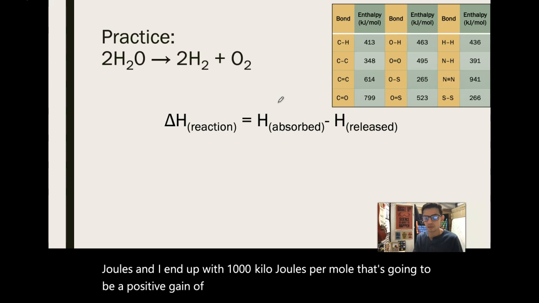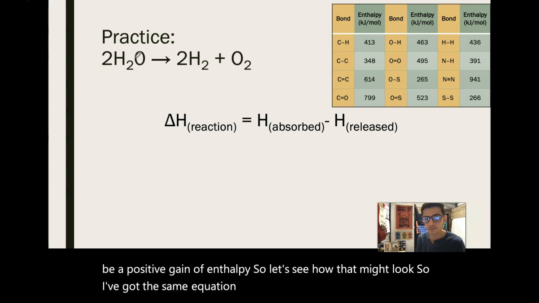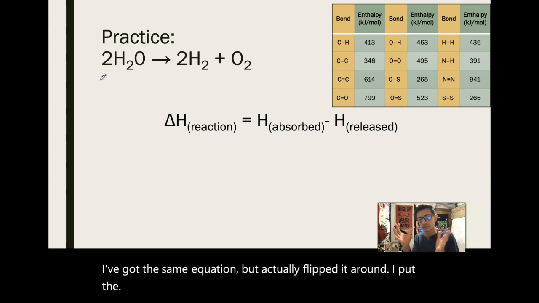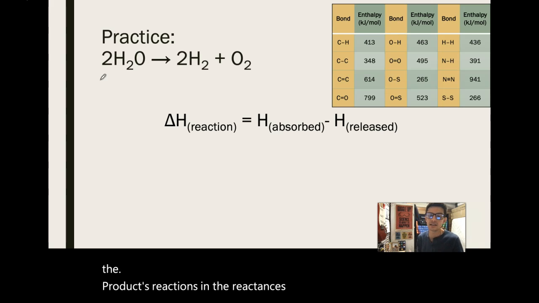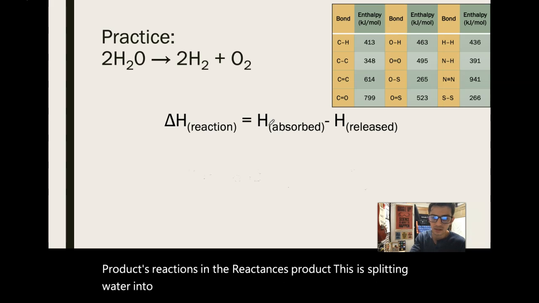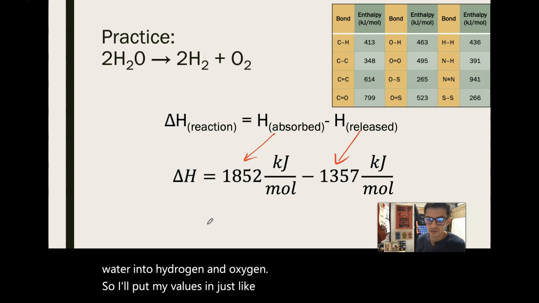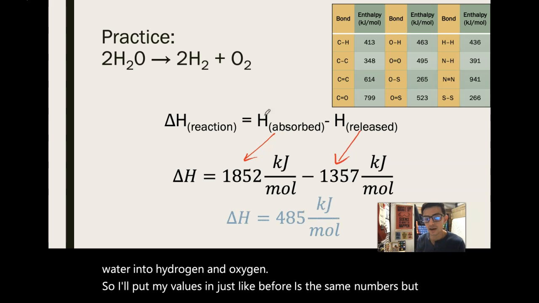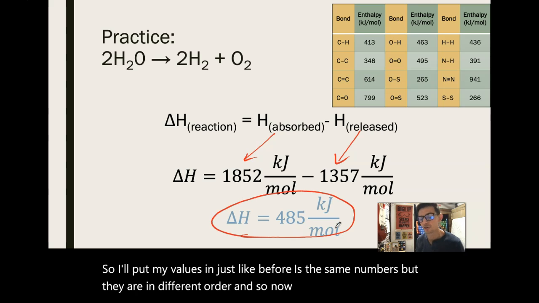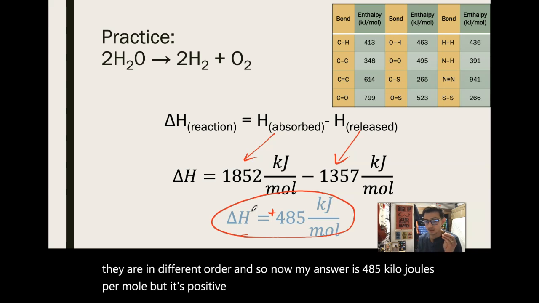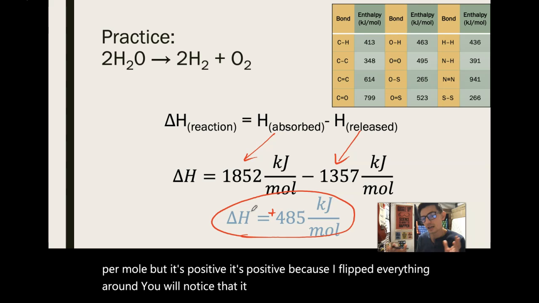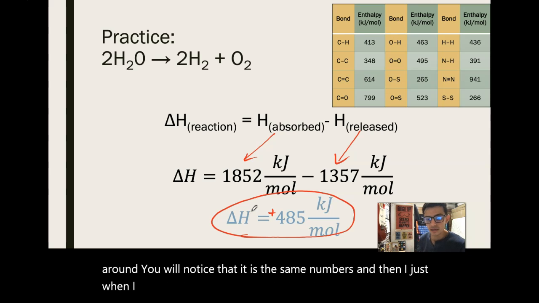So let's see how that might look. So I've got the same equation, but actually flipped it around. I put the products as reactants and the reactants as products. This is splitting water into hydrogen and oxygen. So I'll put my values in just like before. It's the same numbers, but they're in different order. And so now my answer is 485 kilojoules per mole, but it's positive. It's positive because I flipped everything around. So you'll notice that it is the same numbers, and then when I flip it around, it becomes the positive value instead.